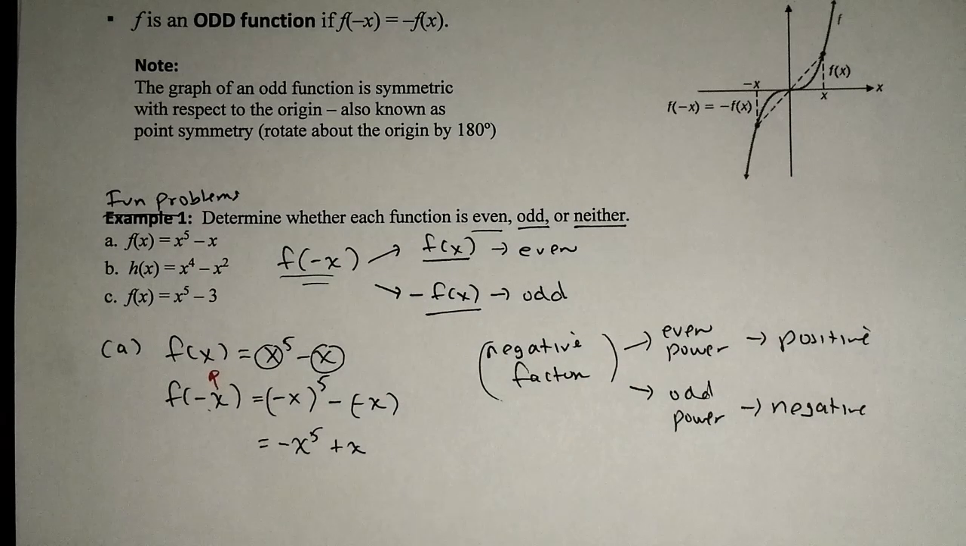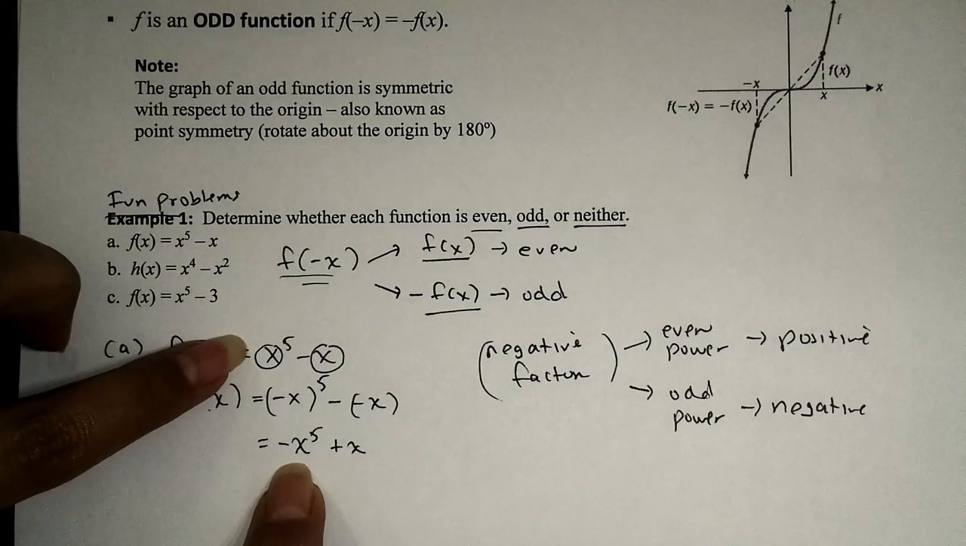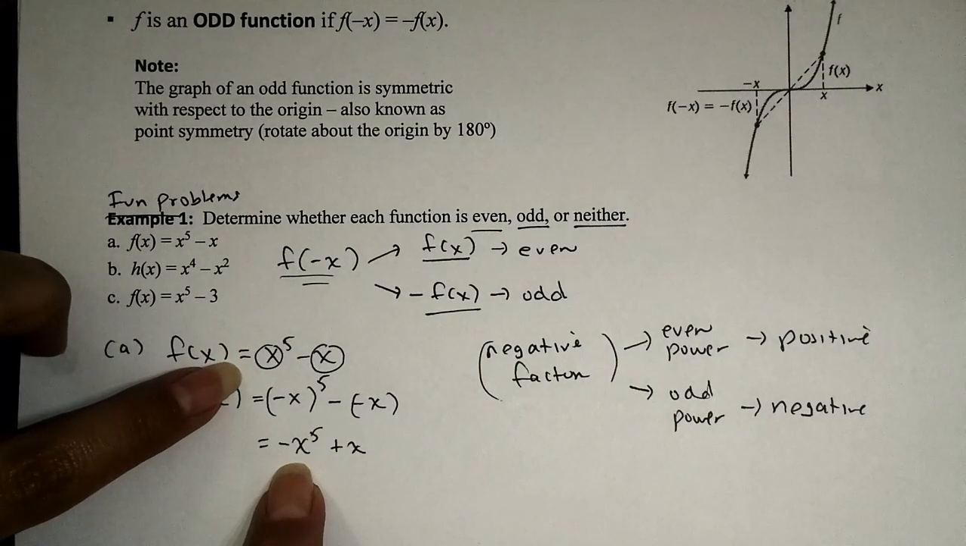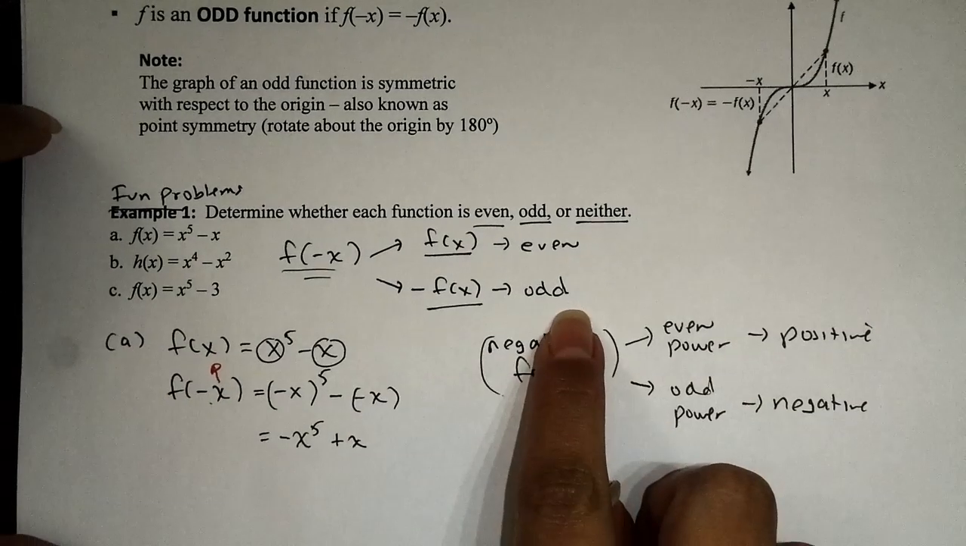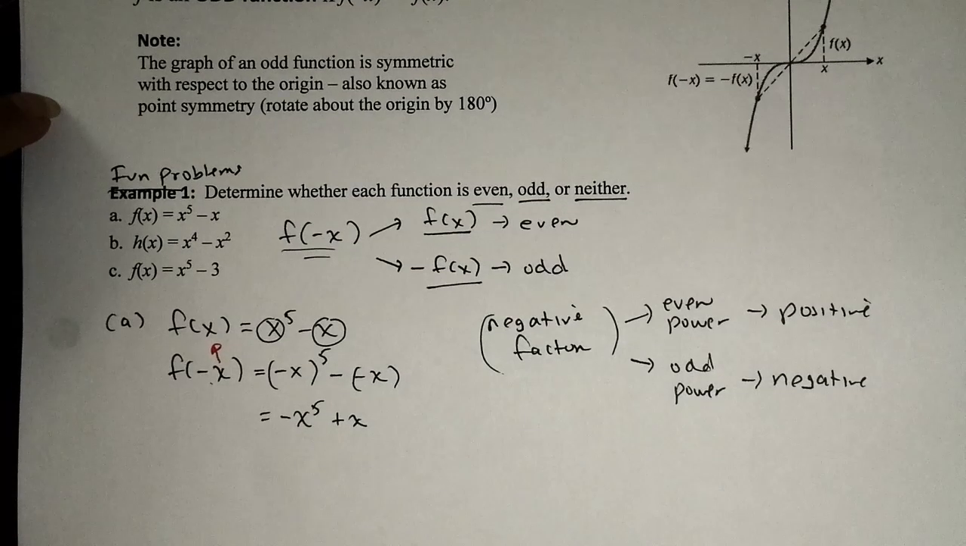Well, last time I checked, negative x to the 5th plus x looks nothing like this, so we didn't get back the original function, so the function is not even. Now the question is, did we get its opposite? And I'm going to illustrate this in two ways.